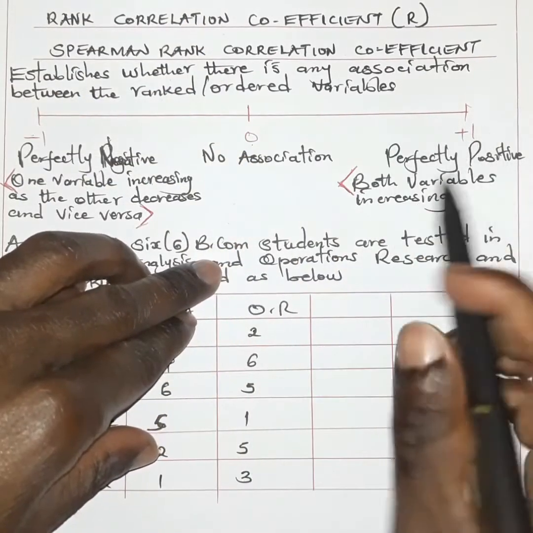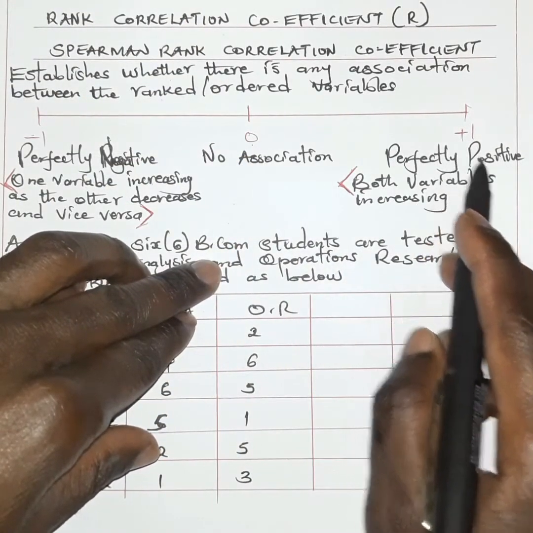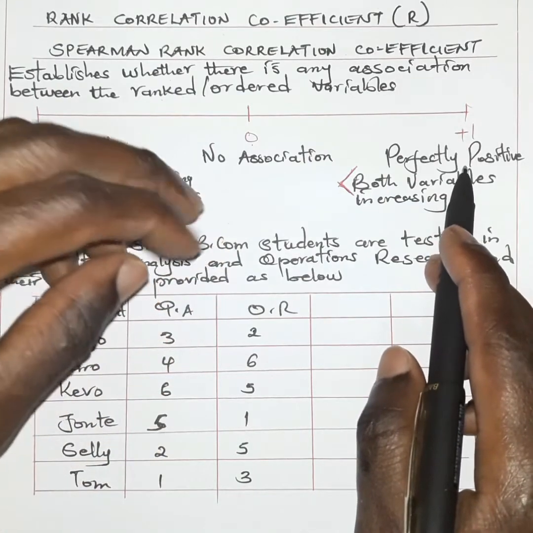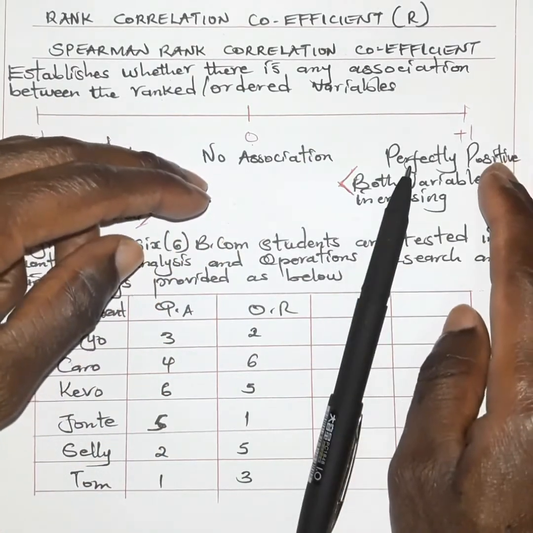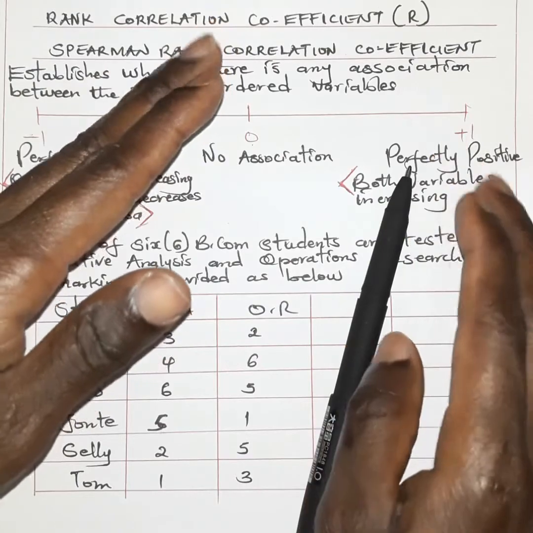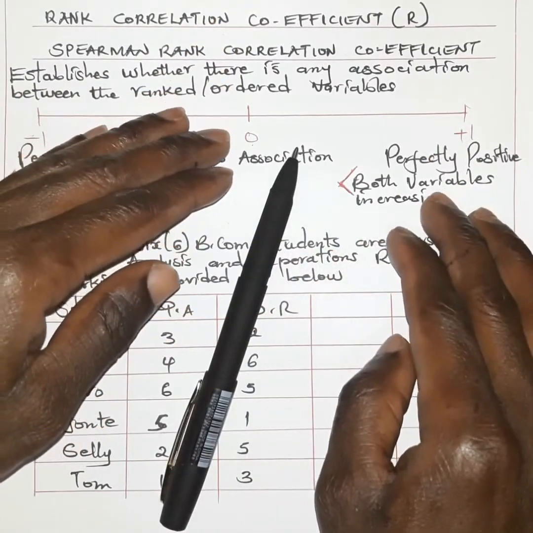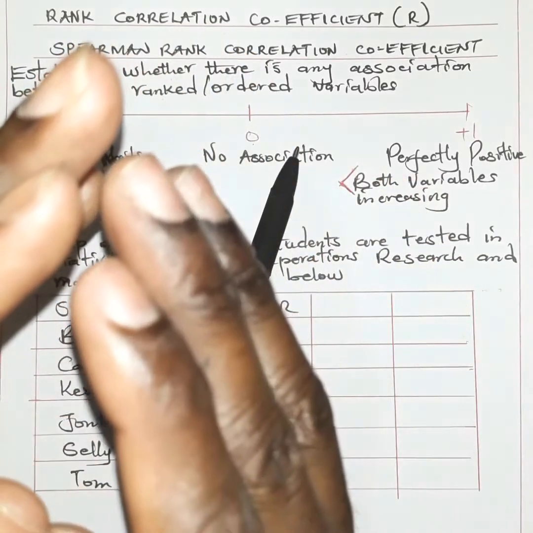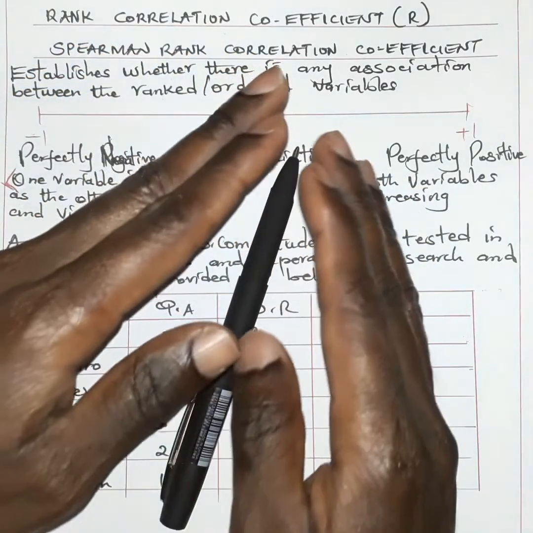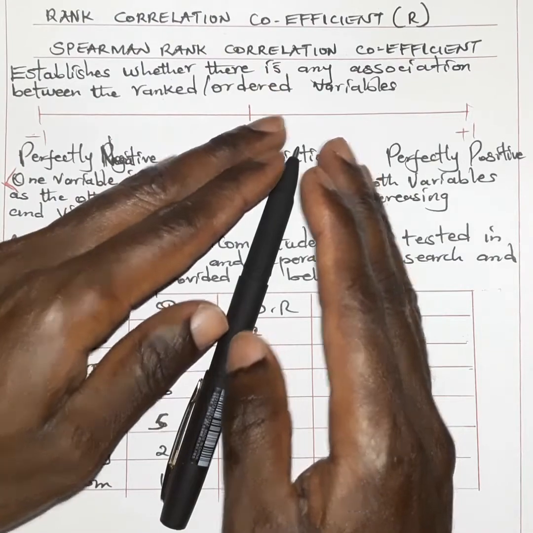But if the value is positive, it means the two ranked variables are perfectly positive. Perfectly positive means the variables are either both increasing or both decreasing. In other words, they are moving in the same direction.